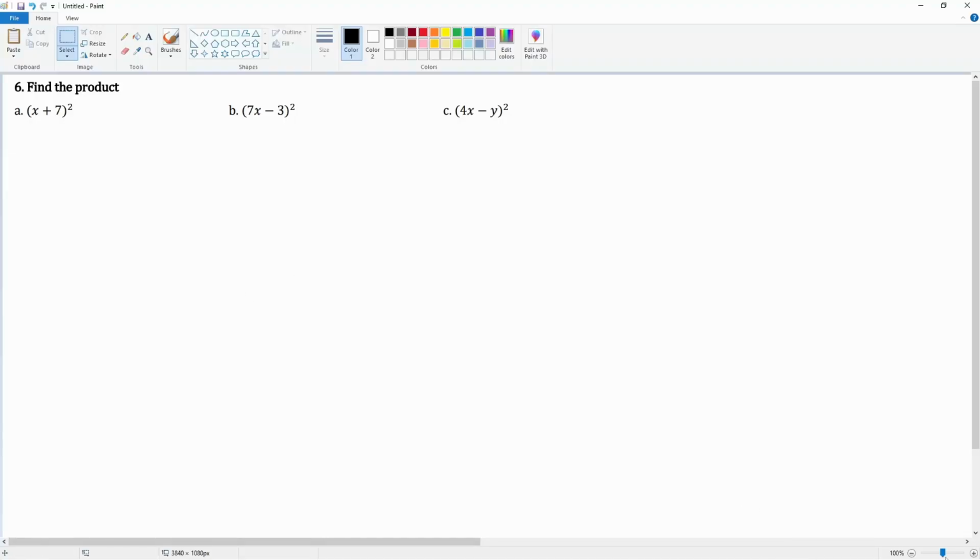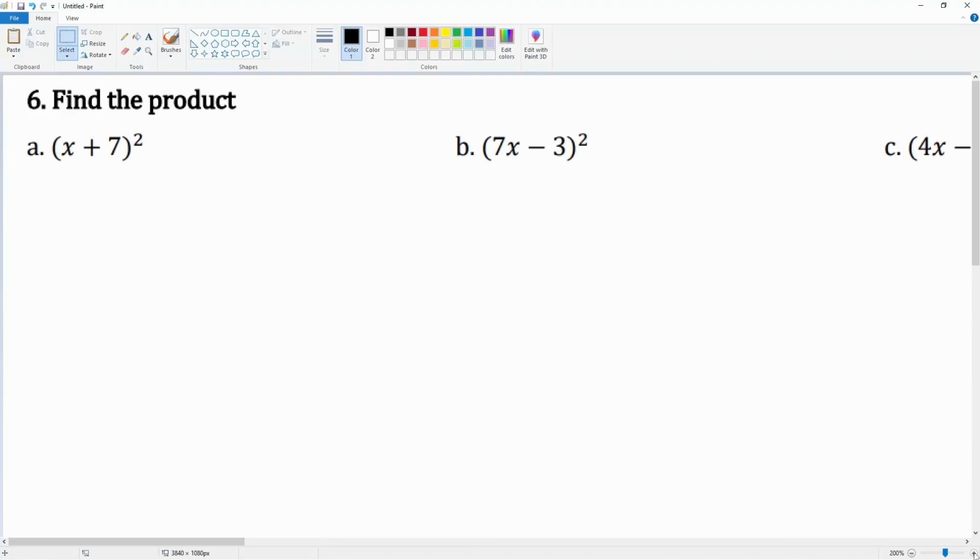Number 6 asks us to find the product. So we have a binomial squared here. Please understand that x squared can be expanded to just be x times x. So we're going to expand the x plus 7 squared into its two parts. So x plus 7 times x plus 7. Here, now we can just distribute or use the area model.